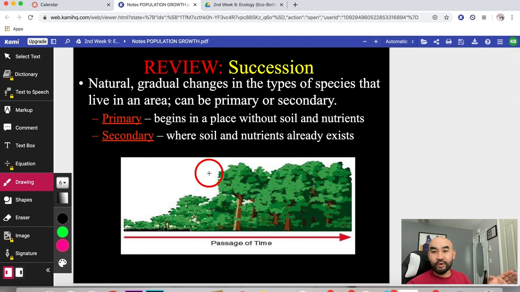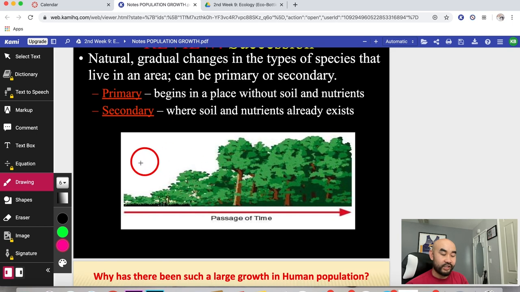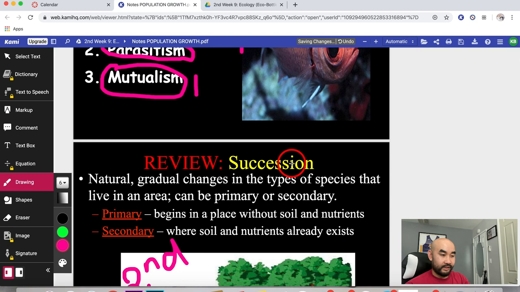Like, let's say a volcano erupts, lava comes out, destroys all life. And then you have the lichen come in, break down the rocks, and release nutrients into the soil. And then the second type of succession is secondary succession. Let's say you have a forest fire. Soil is still there. Some living things are still there. And life picks up from there. So for example, this picture here, what type of succession would that be? That would be secondary succession. Secondary, okay.